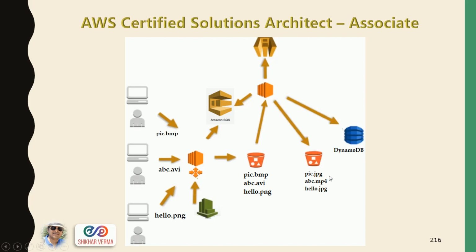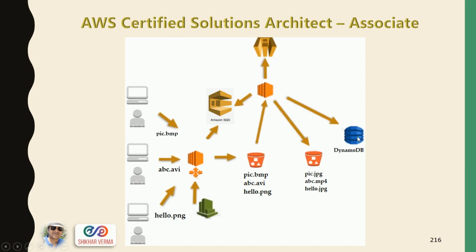Here you can see this one, and then it comes to the next message, that is for the abc.avi. It has picked that video, and with the help of this transcoder, it has converted the format of this video from .avi to mp4, and it is maintaining all the files and videos in a different S3 bucket.